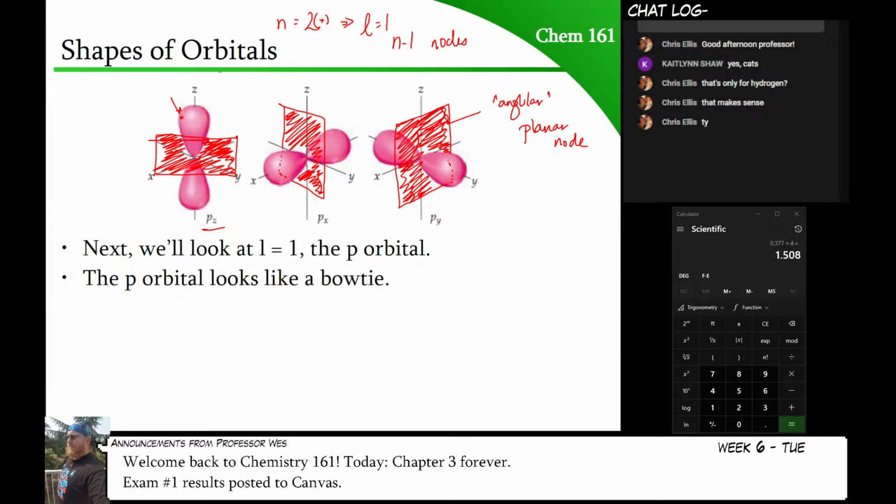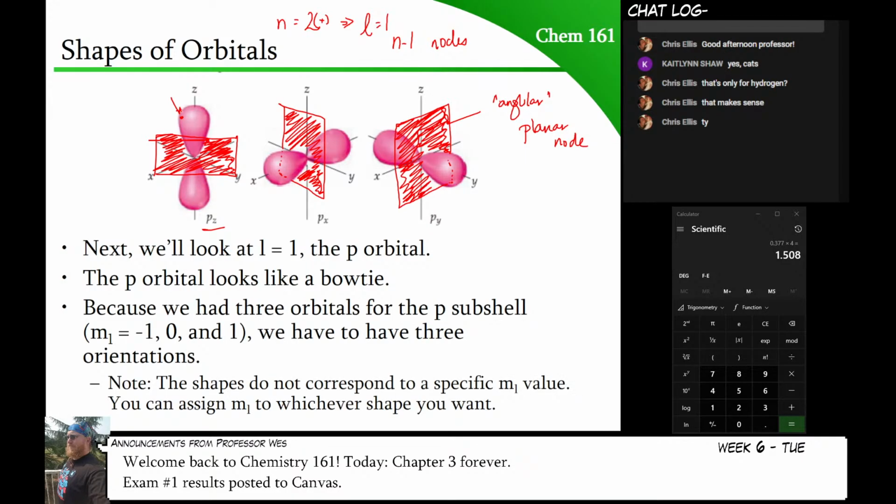Same thing for PX and PY. Notice that the Z, X, and Y are just whichever orbital direction the balloons, I guess we'll call it, are oriented. So it's the axis. Sorry, that's what I meant to say. Whichever axis the balloons are oriented on.